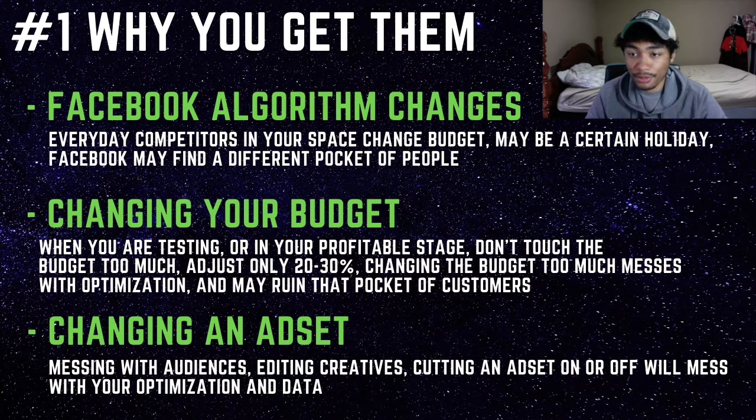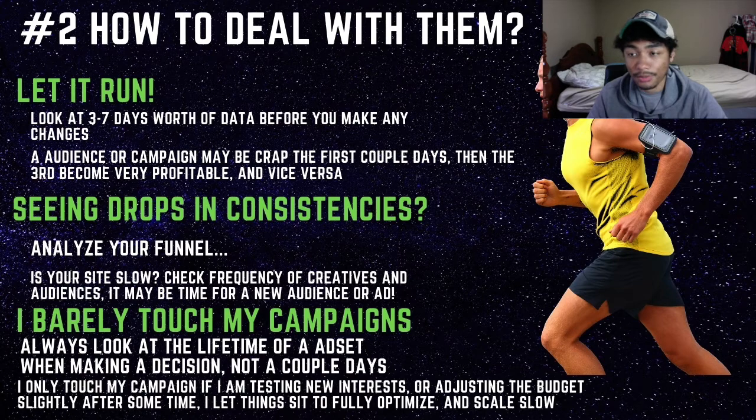So the best way that you guys can deal with these inconsistencies is honestly to let it run, especially if you are in the profitable stage and you know that you're profitable overall. So look at 3 to 7 days worth of data before you make any changes. That way Facebook has a good amount of time to really optimize and find the customers for your product.